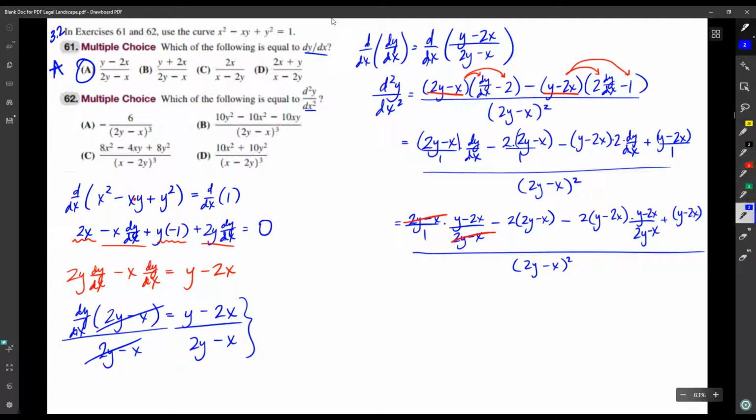Okay, so let's see. I have left in the first term y minus 2x. Then I have minus 2 times 2y minus x. I have minus 2 times minus 2 times a y minus 2x times a y minus 2x over 2y minus x plus a y minus 2x. Does anything here simplify or get easier? I'm thinking as of right now, it does not. Okay, let's go forward with this.